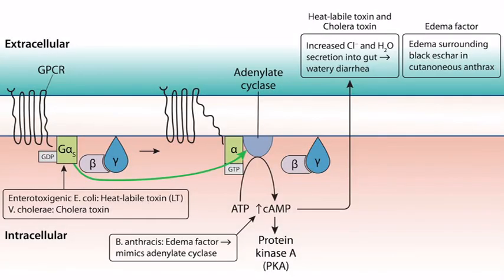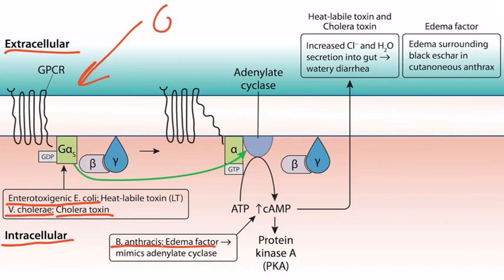In general principles of physiology, G-coupled receptors were described using a diagram similar to this one, but this specific diagram demonstrates the mechanism of the heat labile toxin of ETEC, or enterotoxigenic E. coli, as well as the cholera toxin of cholera, as well as the edema factor of Bacillus anthracis. Here is the extracellular area, and here is the intracellular area. And the G protein coupled receptor is here.